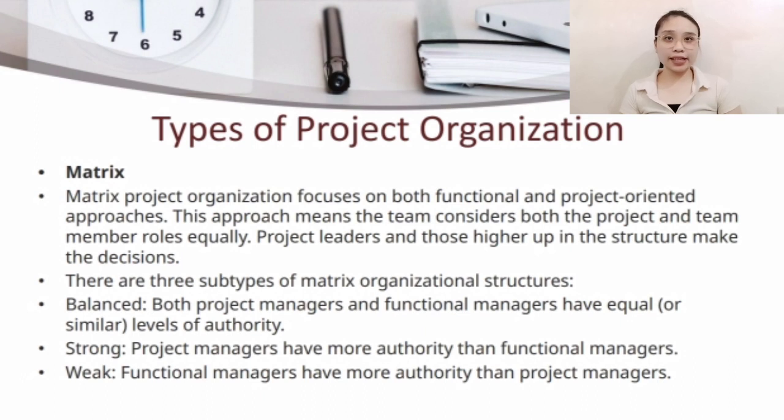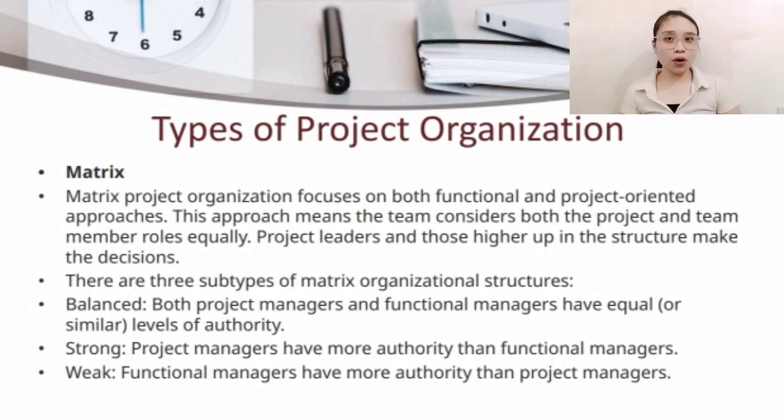First, the balance. Both project managers and functional managers have equal or similar levels of authority. It means that the department head and the project manager have equal authority and team members report to both of them. This keeps communication open between everyone in leadership roles and allows the project to move forward smoothly.